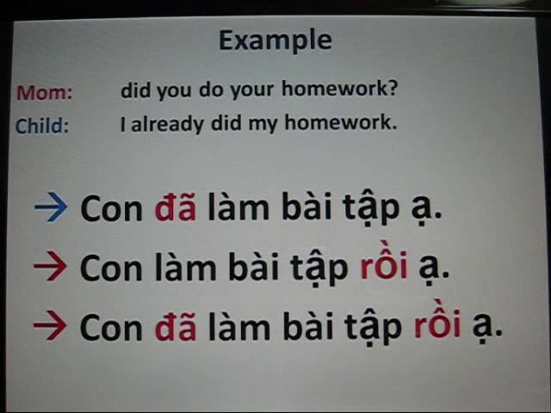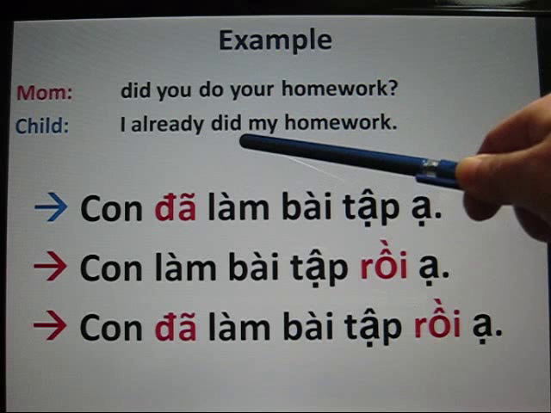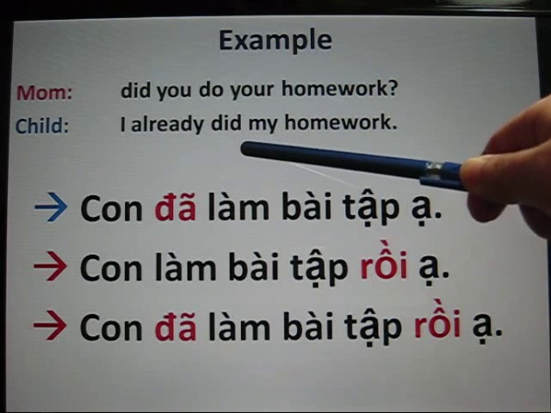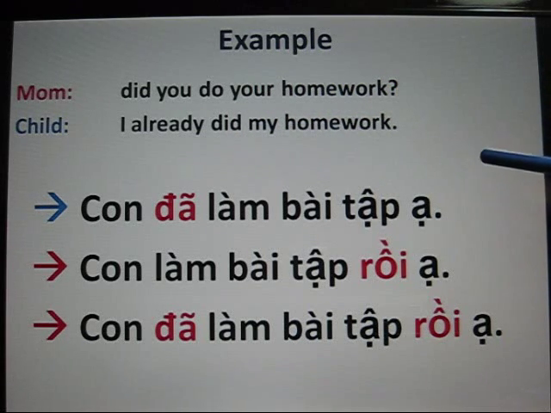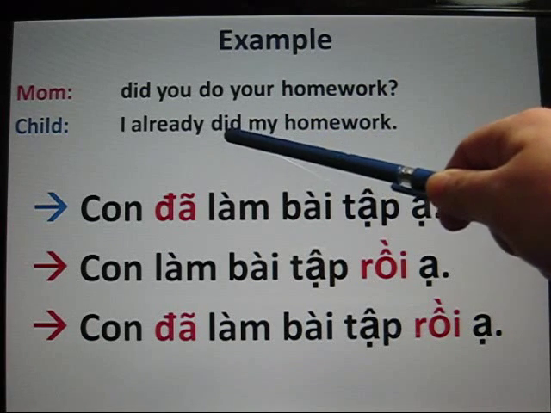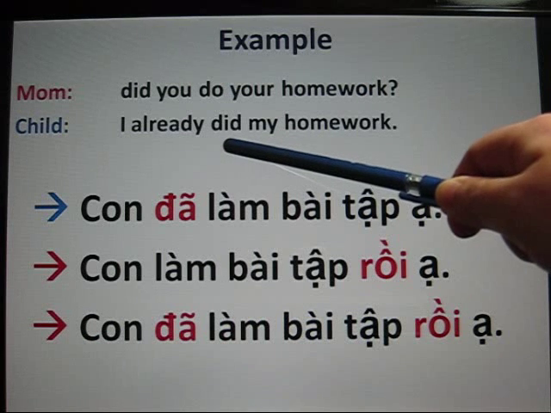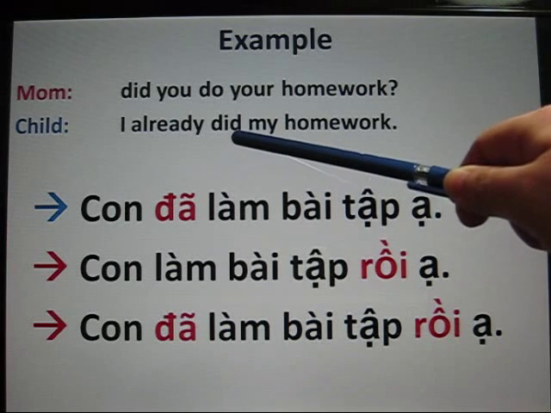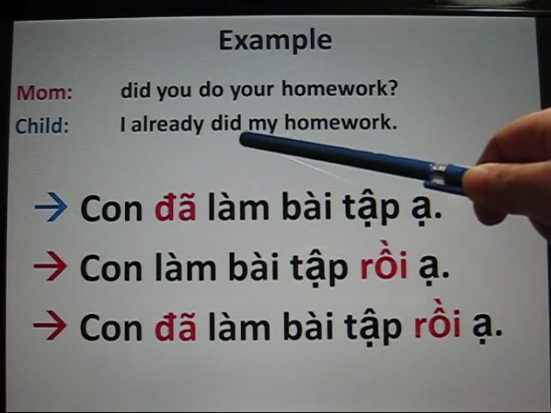Here are some examples. It's a conversation between a mom and a child. Did you do your homework? And the child will answer, I already did my homework. Here, as you see, it's in the past tense in English. And in Vietnamese, we don't change any verb. In English, we change do from present tense to did in past tense, right?